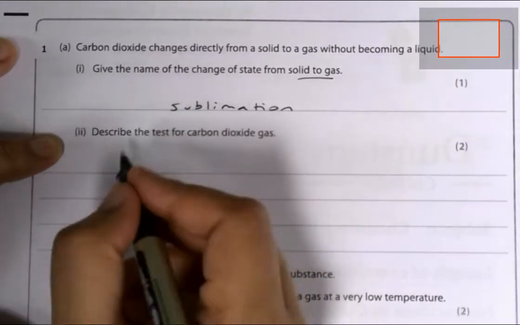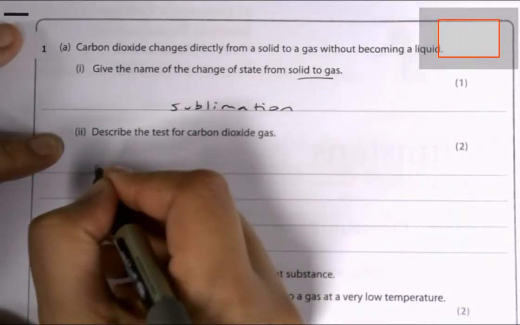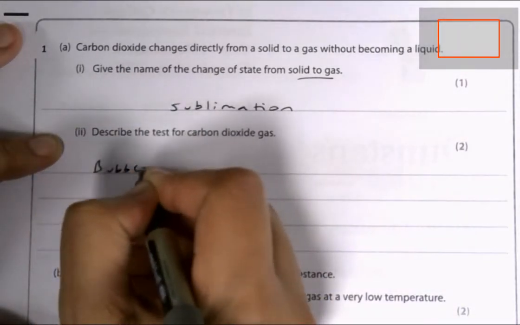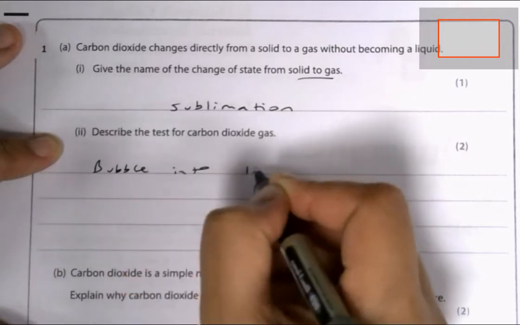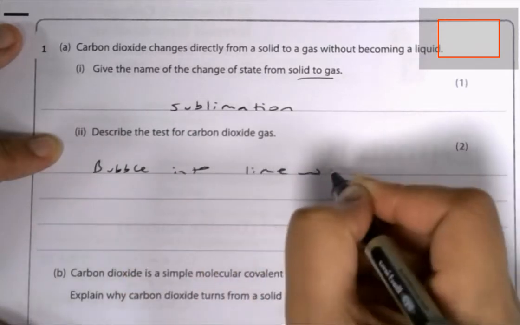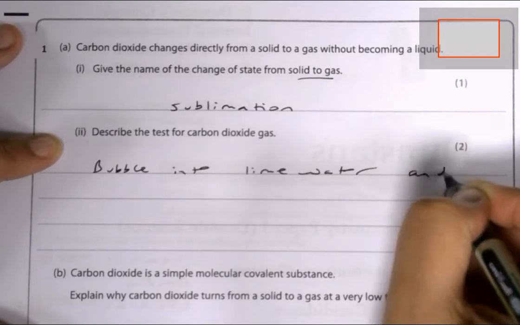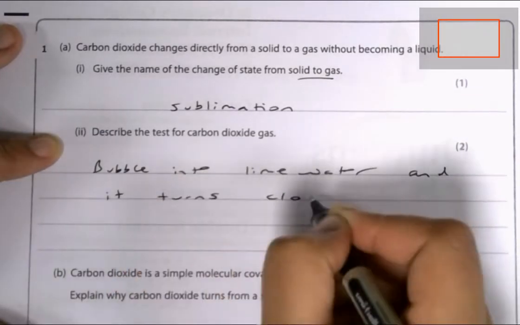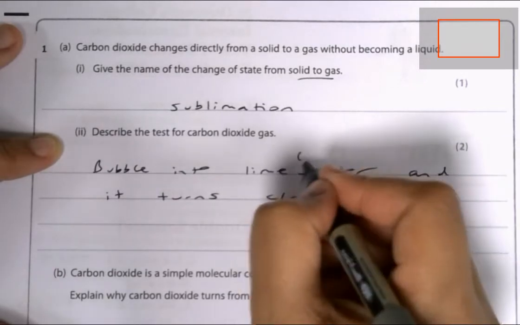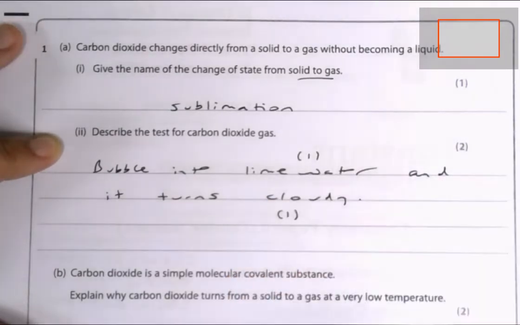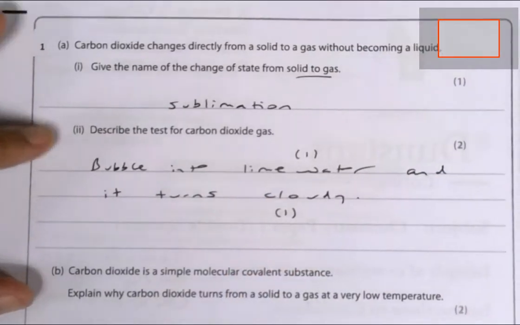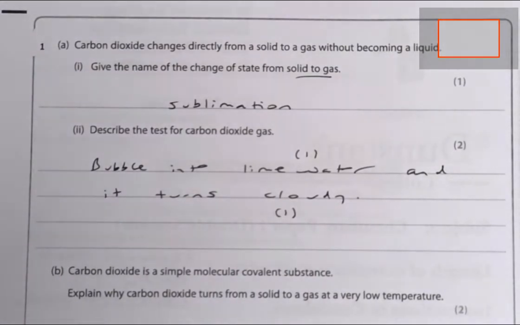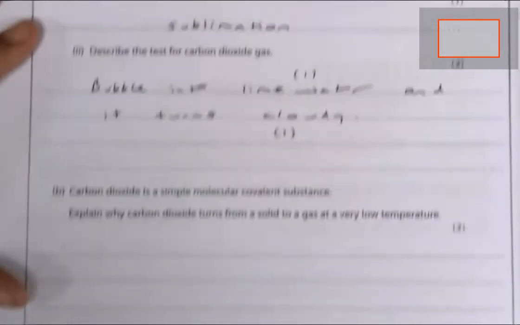Describe the test for carbon dioxide gas. So this one, you've just got to learn, I'm afraid. Bubble into lime water and it turns cloudy. So you get a mark for talking about lime water and a mark for it going cloudy. You don't necessarily have to say bubble into, but it's good in terms of having our full sentence.